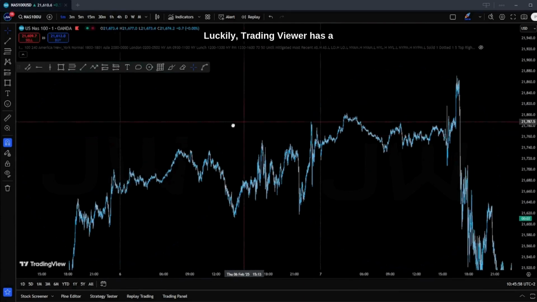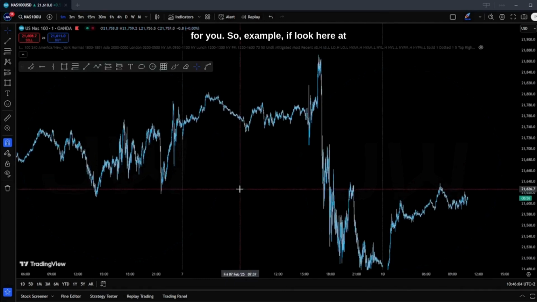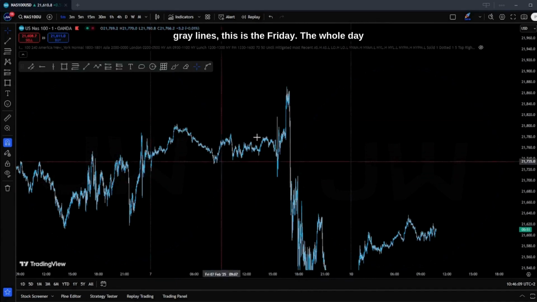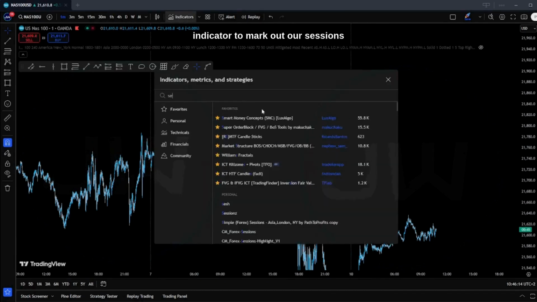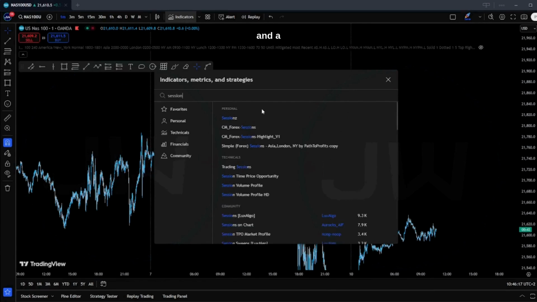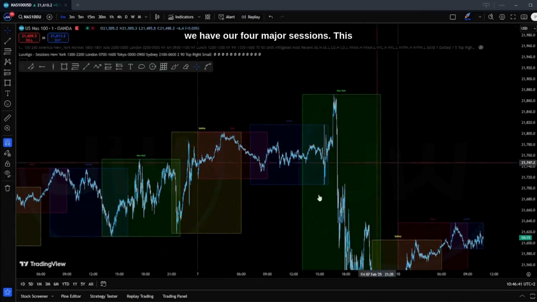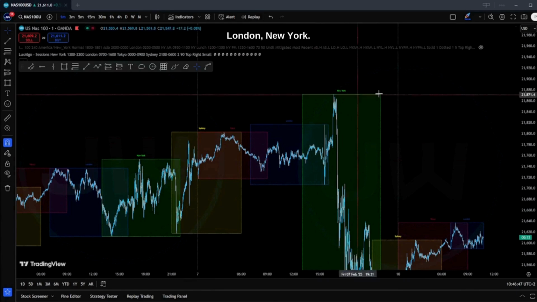Luckily, TradingView has a bunch of free indicators that can mark this out for you. So for example, if we look here at Friday, between these two gray lines, this is the whole day of Friday, we can grab an indicator to mark out our sessions. And a really nice one, Lux Algo makes very good indicators. And so if we use that, you can see we have our 4 major sessions. This is when Sydney is the most active, Tokyo, London, New York.